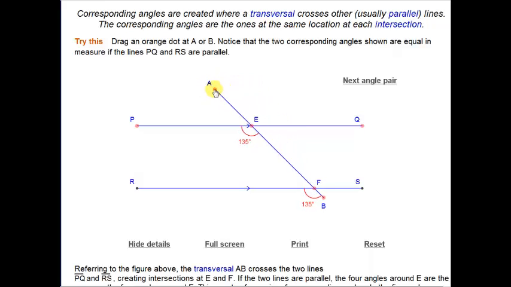If I move that transversal around, notice that I get different angles, but they still match. Those corresponding angles still match. 27, 27. No matter how I move my transversal, I change that angle, but I don't change the fact that it matches its corresponding angle. So that is the corresponding angles postulate. Let's write it down.